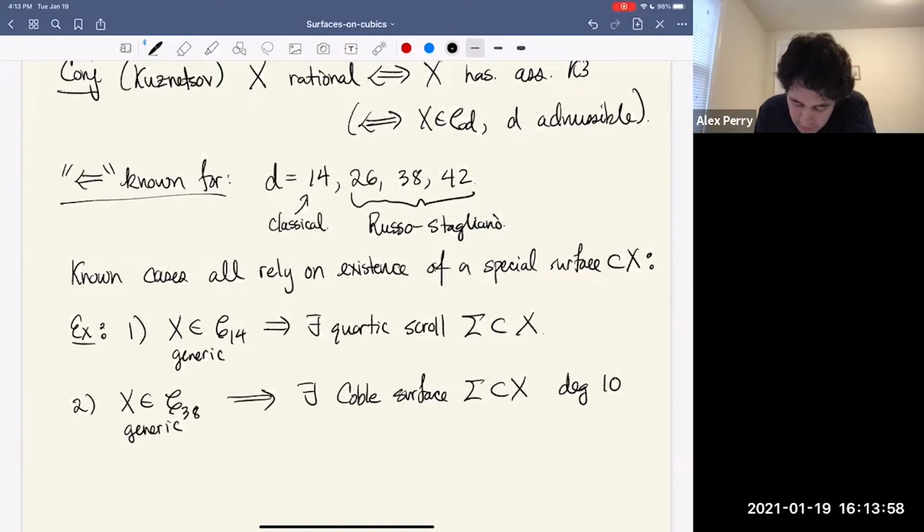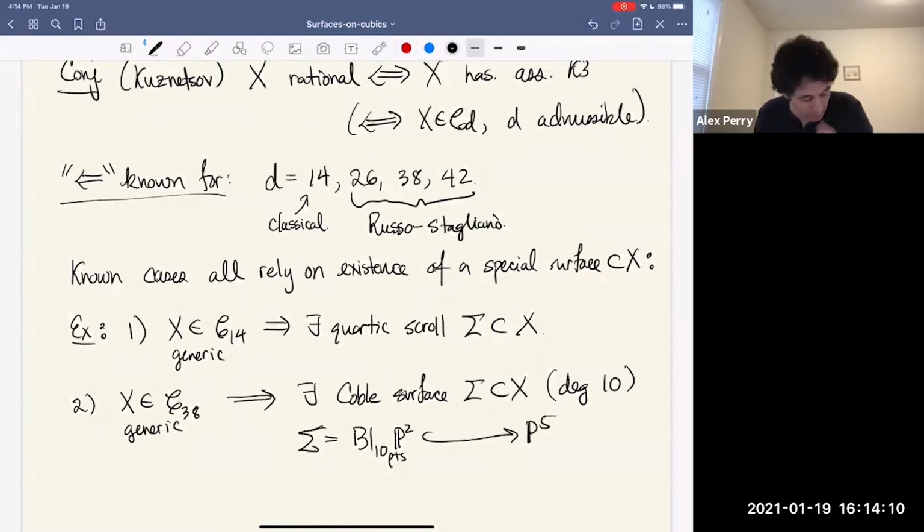So this is a degree 10 surface. And explicitly, maybe I can just write it down. Sigma is equal to the blowup of P2 in 10 points embedded inside of P5 by the following linear system. So you take 10 times the line minus 3 times the sum of the exceptional divisors. And that gives you an embedding into P5.